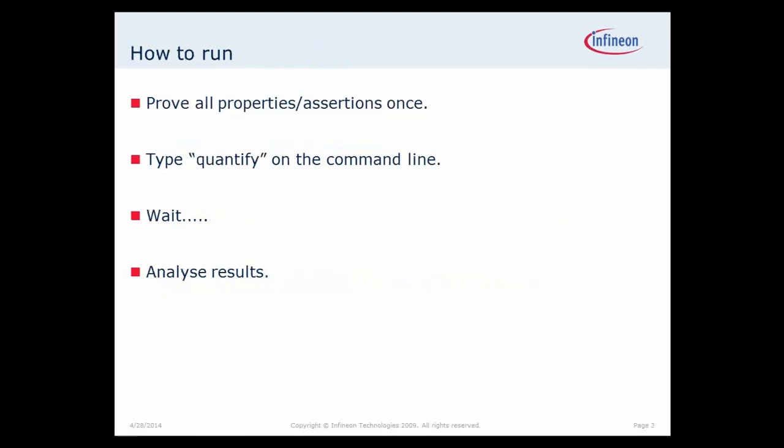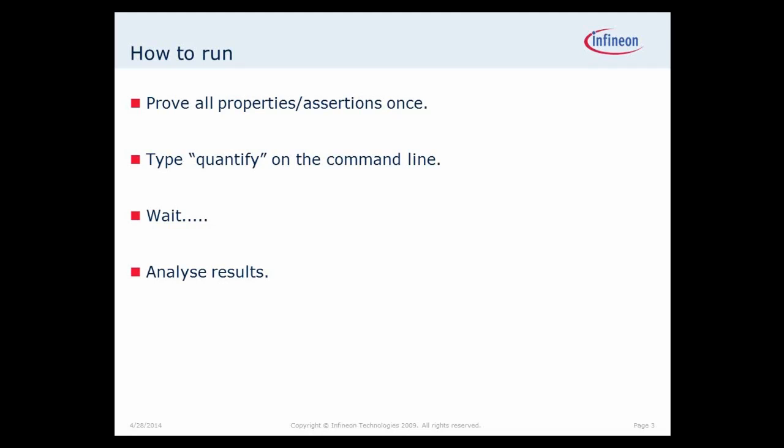So how do you run it? Ideally, you run all of your properties in the assertion studio tool once so that you can prove which ones pass, which ones don't. And to speed it up slightly, you can generate a witness, which is an example of it passing, and then Quantify uses all of that information together to start its run. And it's as simple as typing Quantify on the command line once you've got it right.